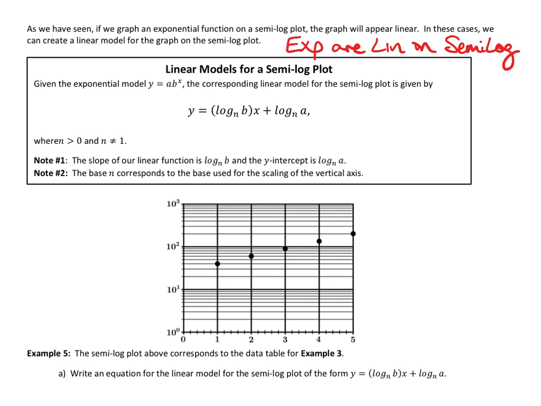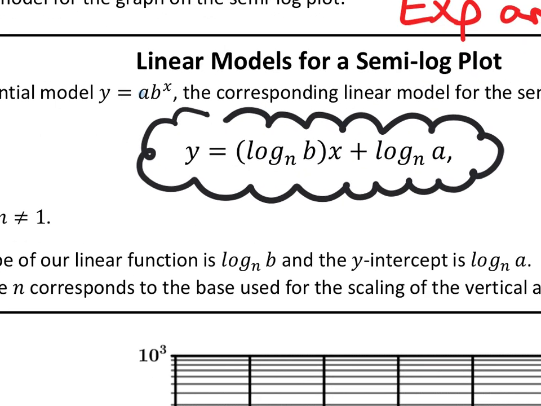Given an exponential model, y equals a times b to the x, the corresponding linear model for the semi-log plot is given by y equals log base n of b times x plus log base n of a. Whoa, where'd everything come from? Let's talk about it. In your exponential model, you have a. That a still tracks over here.